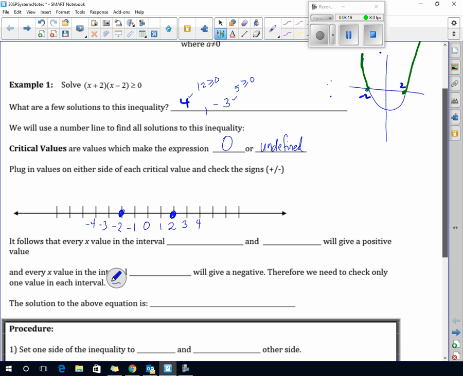And if I put -3 in here and I go -3 subtract 2, I don't really care it's -5, I just care it's negative. And in the end I care that it's a negative times a negative, so what does that make that product? Positive. So I put a plus sign above there. Meaning I don't have to test everything on the left of -2. It's always going to be positive.